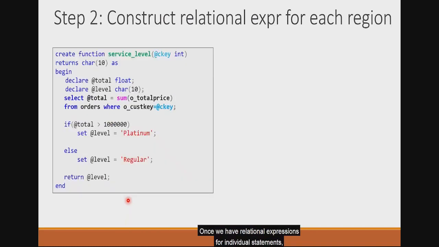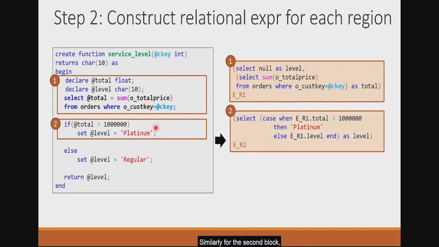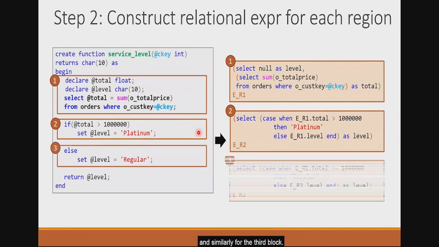So once we have relational expressions for individual statements, what we do is we divide this program into what we call regions. Again, these are known techniques in compilers where they use what we call region-based analysis. So this is a sequential region, where it's some sequential straight line code. And we can combine the individual expressions we came up with in the last slide and come up with one single expression corresponding to this block of code. And similarly, for the second block, we come up with an equivalent SQL expression. And similarly for the third block.